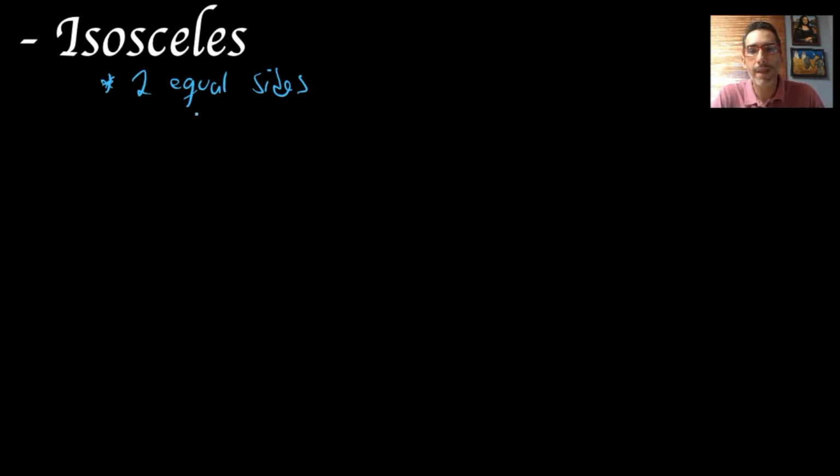So if I have a triangle with two equal sides, that means that the triangle also has two equal angles, right? At the end of the day, we just need to know which ones are the ones that are equal. So again, we have the case.